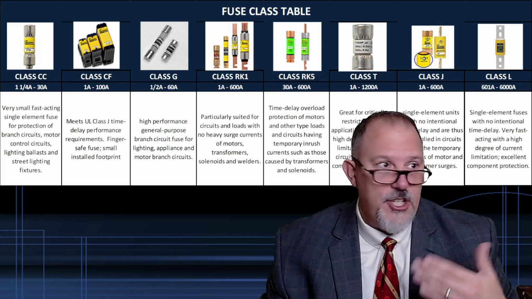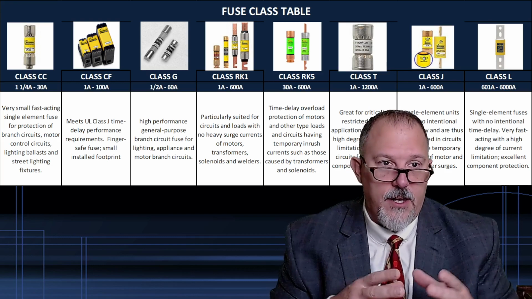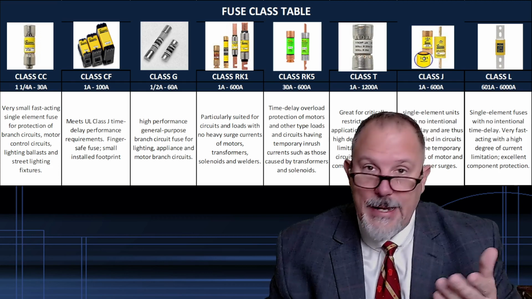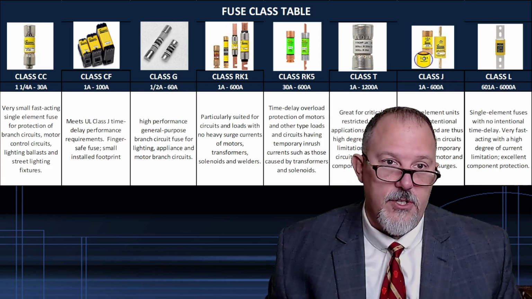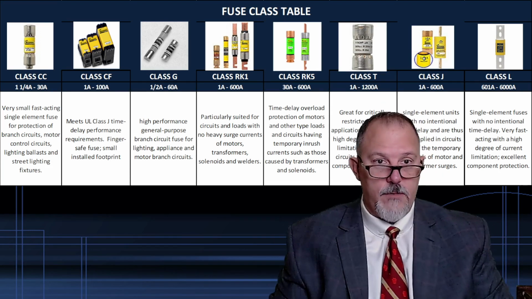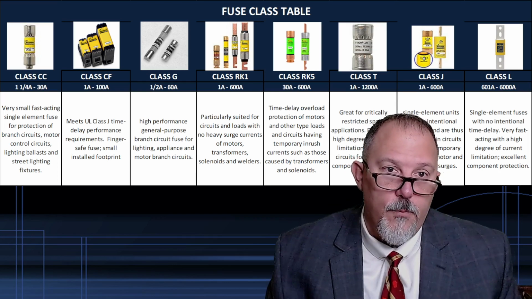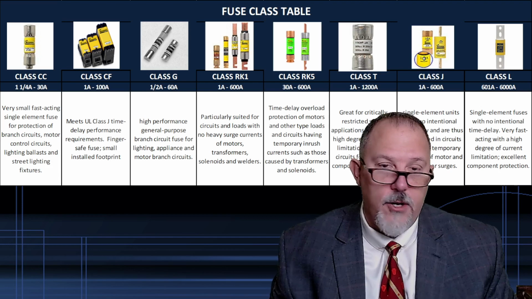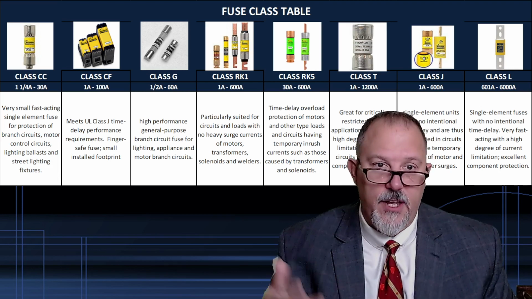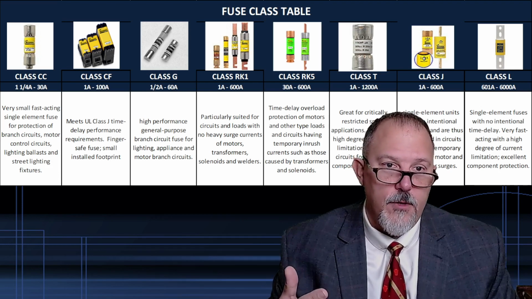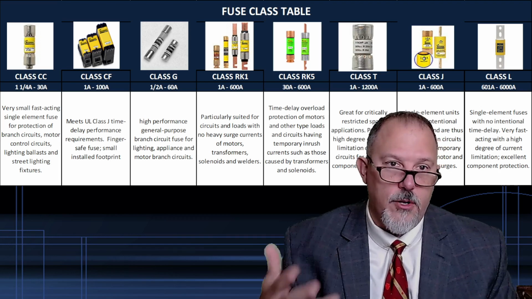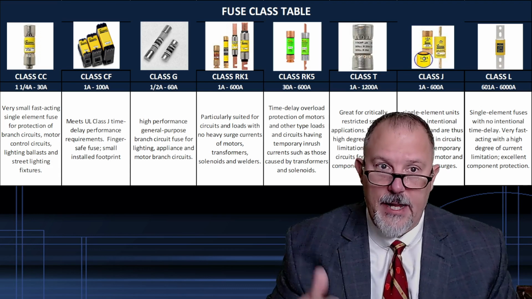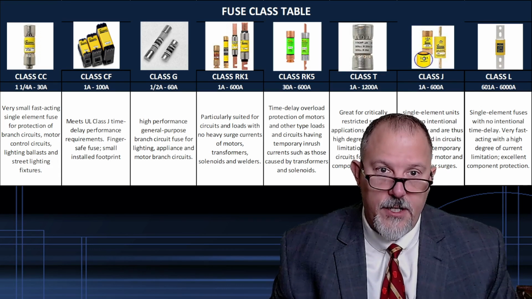There is the Class G, and we're going to talk about each of these. Class G, higher performance general purpose branch circuit fuse for lighting and appliances and motor branch circuits. You have your RK1s. These are suited for circuits with loads with no inrush currents, heavy surge like motors and transformers. You wouldn't use an RK1. An RK5, this is a time delayed overload protection. This is good for motors.